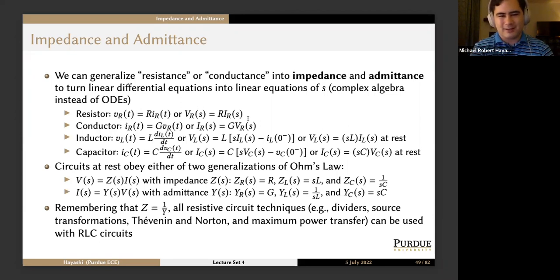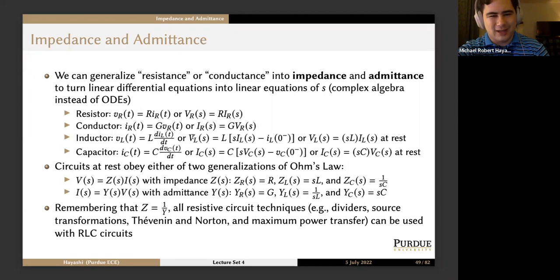So now we're going to do something a little bit different. We'll have an inductor. So we'll say VL of t is equal to L times dIL/dt, the constitutive equation of the inductor. It's what defines the action of an inductor. And similarly, we'll have IC of t for the capacitor equals C times dVC/dt, which is the constitutive equation of a capacitor. It defines what the capacitor does.